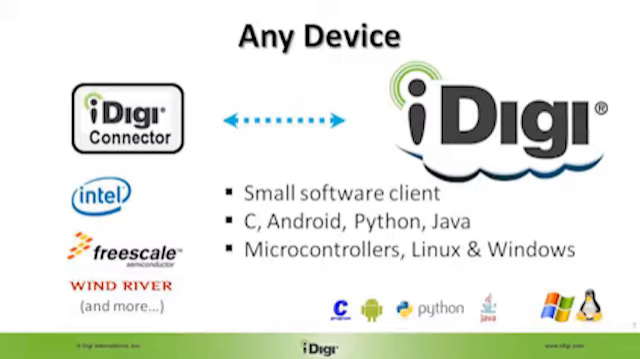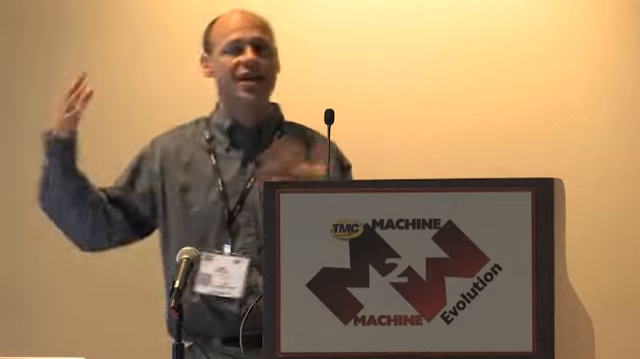By any device, I mean any network device at all that can push data. So we actually produce a piece of software called the iDigi Connector. It's a small software client. It's developed in C. It also runs on Android, Python, and Java. It works on all different sorts of microcontrollers. It works on Linux. It works on Windows. So we have coverage within the iDigi Cloud for Freescale, Intel, Wind River, all sorts of embedded modules, including my personal favorite, the XB radio. Of course, Digi's collection of gateways as well, so those edge devices you've been hearing about.